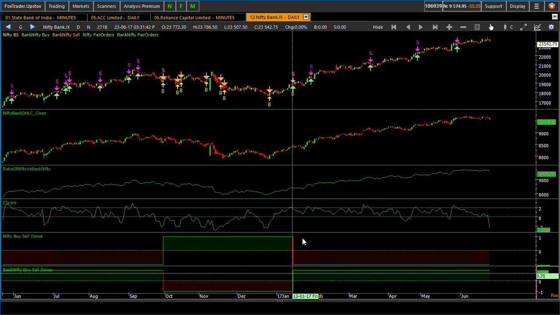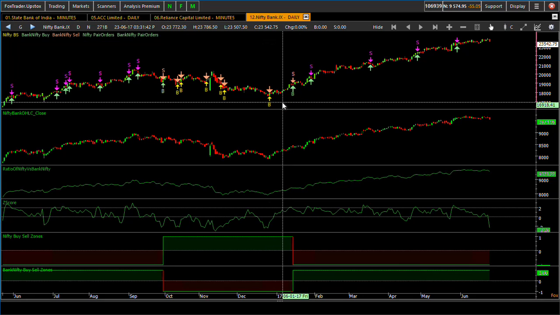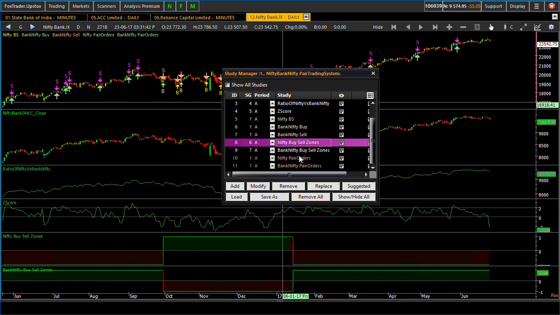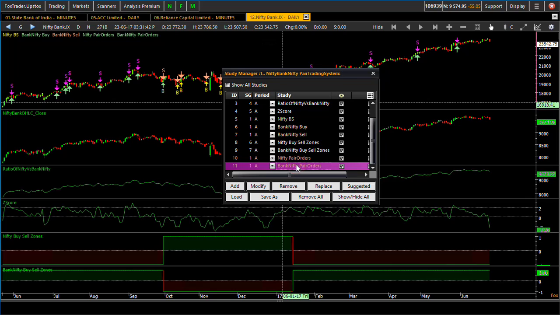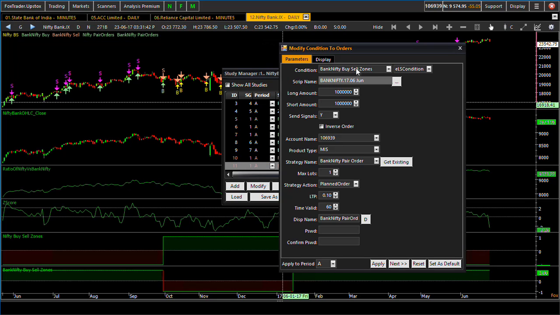So this is the way you can construct your pair trading strategy, and once your long short signals are formed, then it is just a matter of executing it. So I have done execution as well, like Nifty pair orders. When I get a signal on this spot chart, then it should fire an order in Nifty futures, okay, of one lot. So you can specify a lot size here. Similarly, if I get a long short zone as per the Bank Nifty buy sell zone, it will fire an order in Bank Nifty futures of one lot, right?